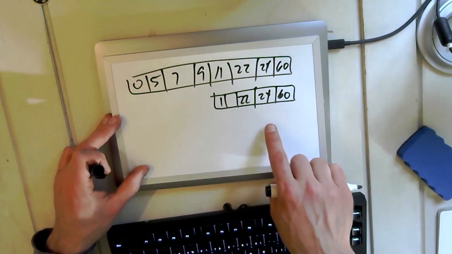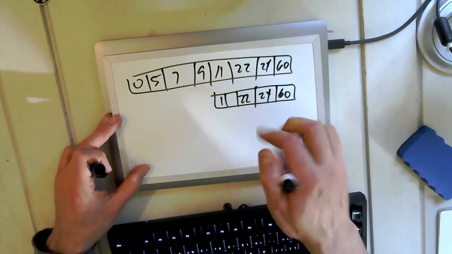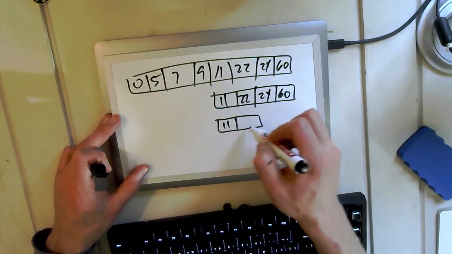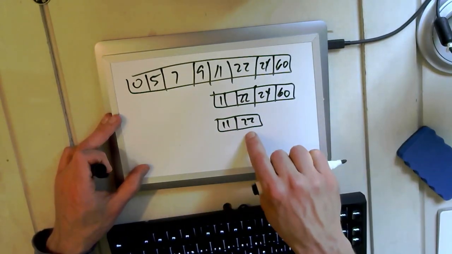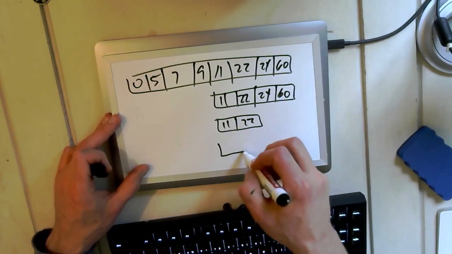Again, I'm looking for 13, so I pick the midpoint. The midpoint is 24, so is 13 less or greater than 24? It's less than, so now I need to look in this subarray. I pick 22. Is it less than or greater than 22? It's less than, so I need to look in this subarray.